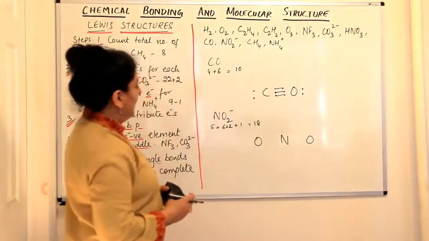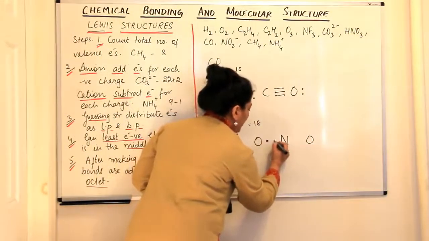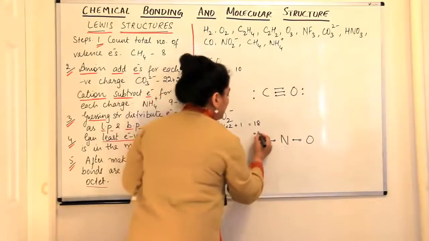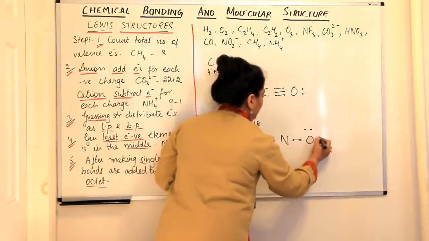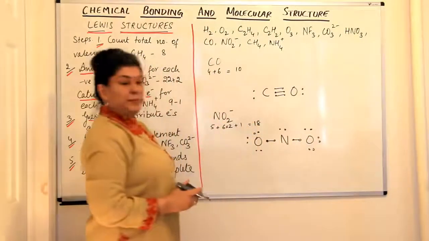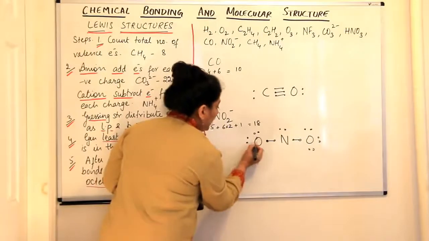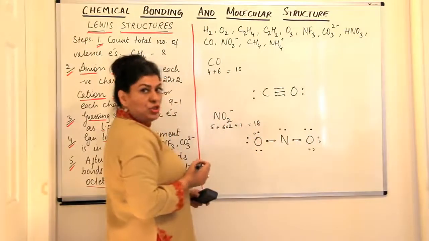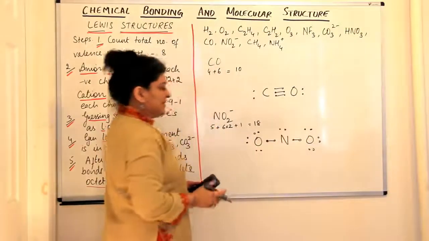So 18 electrons. Let us first make a single bond between the two. So 1, 2, 3, 4 electrons gone. 5, 6, 7, 8, 9, 10, 11, 12, 13, 14, 15, 16, 17 and 18. We've used the 18 electrons. Now, the 8 electrons of this oxygen are completed, and the octet of this oxygen is also completed. But what about nitrogen? Nitrogen has only 6.